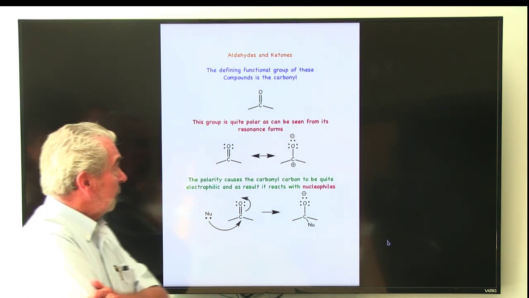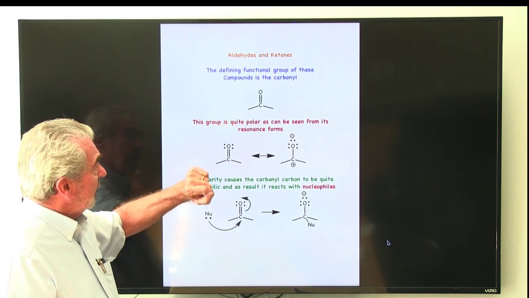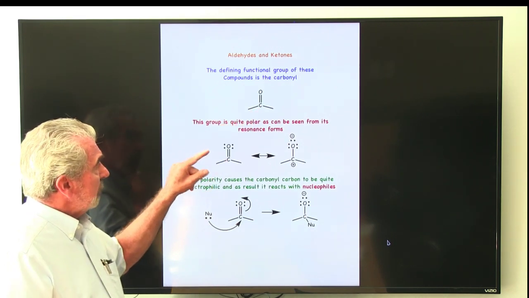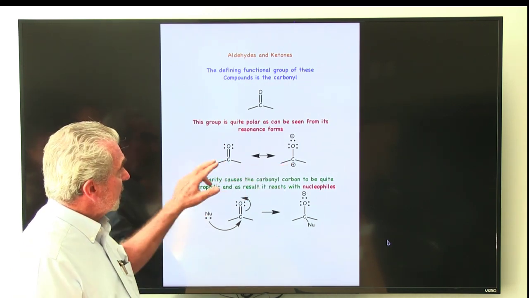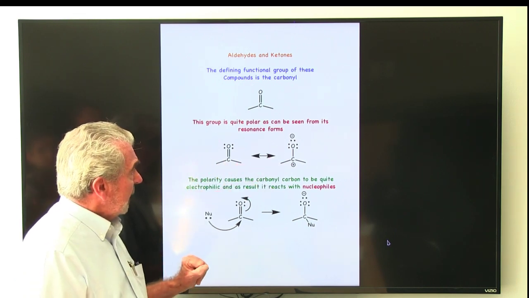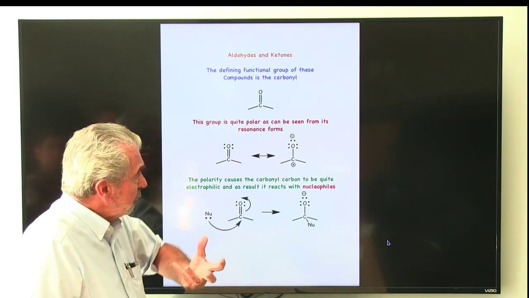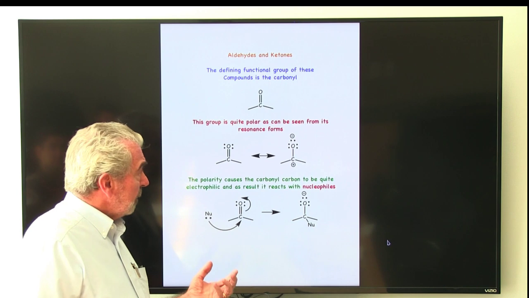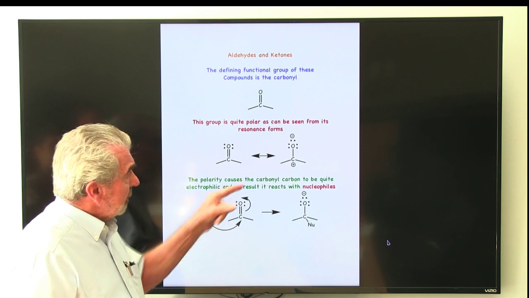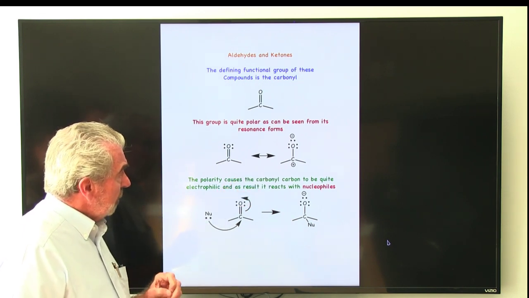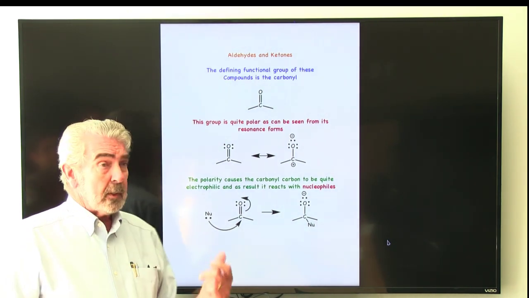Just to refresh your memory, this is what the carbonyl group looks like. The major thing that really affects the chemistry of these is the fact that this carbonyl group is extremely polar. You can see from these two resonance forms how the charge gets separated. The oxygen, because of its high electronegativity, tends to pull electrons out of the pi bond, and it imparts a negative charge onto the oxygen. At the same time, we have electrons being taken away from the carbon, so the carbon takes on a significant amount of positive charge, with the result that it becomes quite electrophilic.